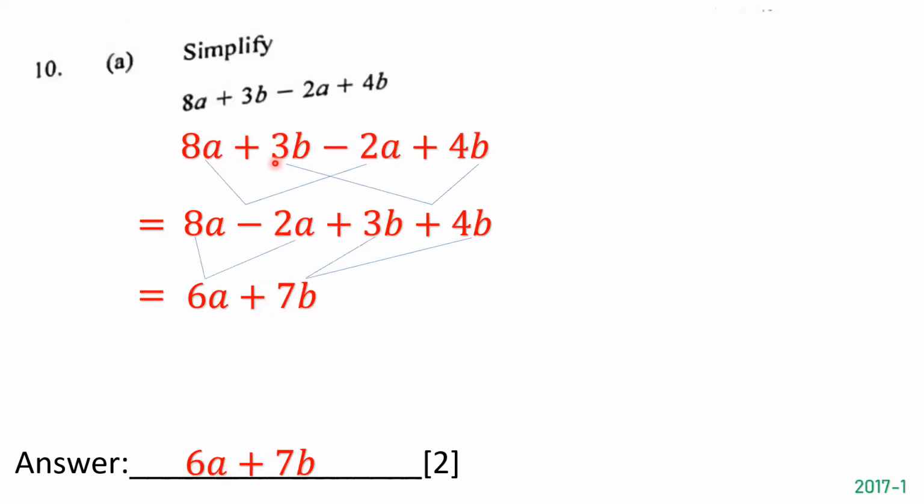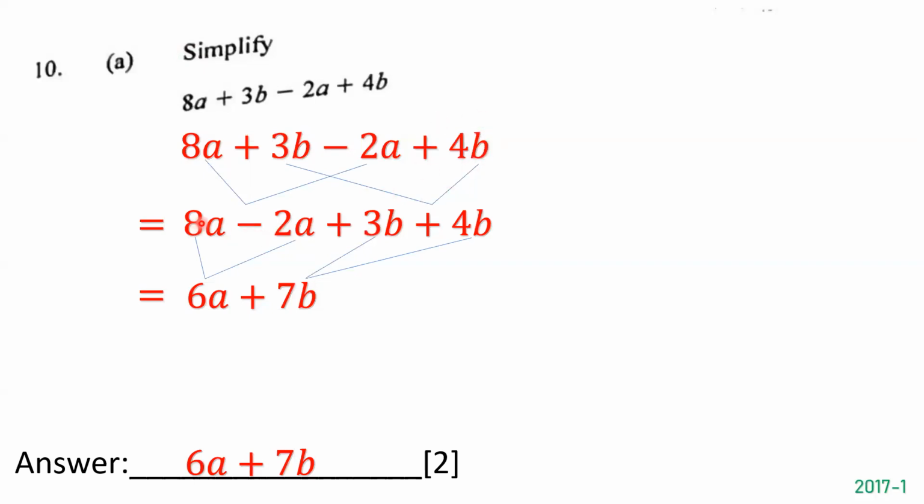Moving right along, let's consider this algebraic expression. And again, the instruction is to simplify. And so we have 8a plus 3b minus 2a plus 4b. The idea here is to group the like terms together, collect them together, and then perform the operation with the like terms. And so we have 8a and we have negative 2a. Both of them are like terms, so we're going to group them together. And then we have 3b plus 4b. They are also like terms, so we're going to group them together.